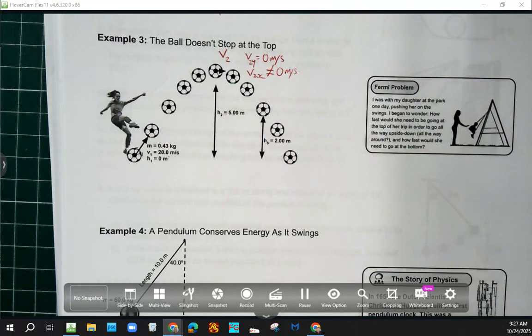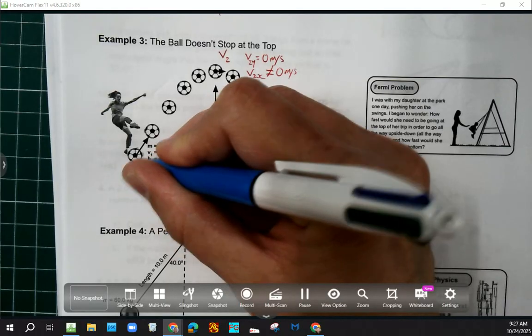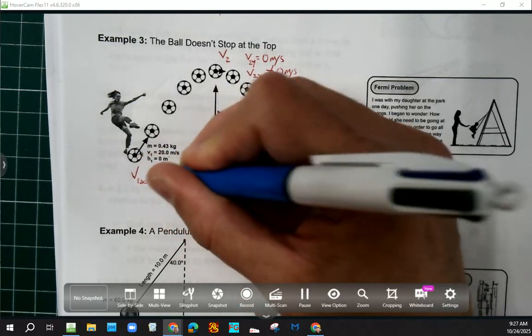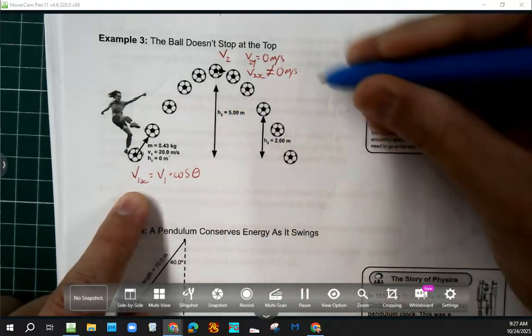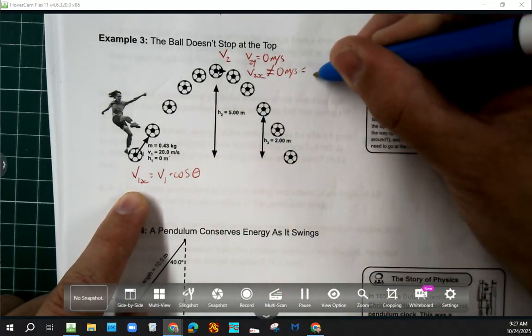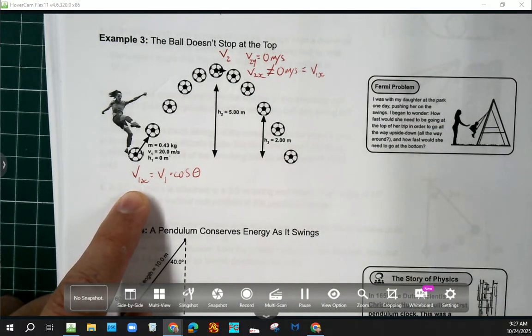We know from kinematics that V1x would be equal to V1 times cosine of theta, and V2x would be equal to the magnitude of V1x in the absence of drag. In other words, the kinetic energy doesn't disappear, the kinetic energy is minimized. And it still follows the rules of kinematics.